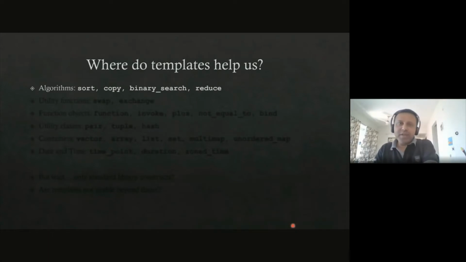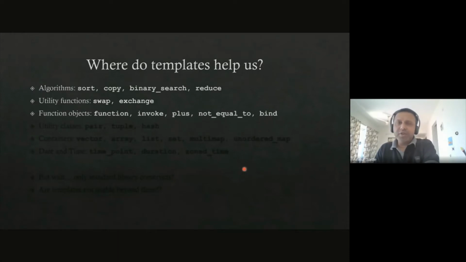Okay, where do the templates help us? Templates would help us creating algorithms: sort, copy, binary search, reduce. We have these in the standard library. Most of my examples, I guess all the examples here, are standard libraries. Utility functions like swap, exchange, I'm just naming a few. You have function objects which abstract the function itself, invoke. You have plus, which does a plus of any two data types. You have not equal, which does a not-equal comparison of two data types. You have bind, where you freeze some parameters of a function that you want to call.